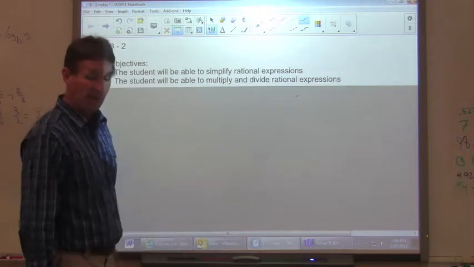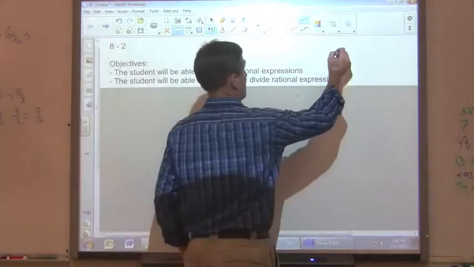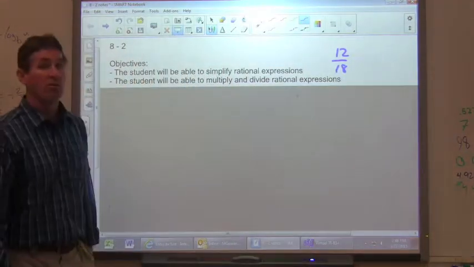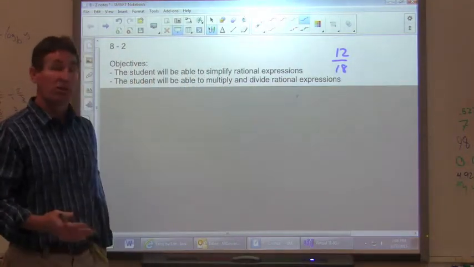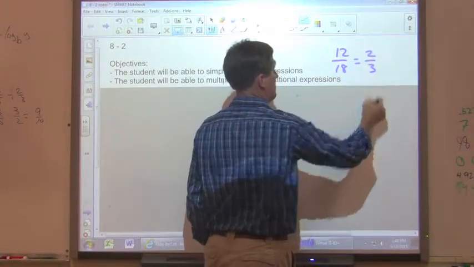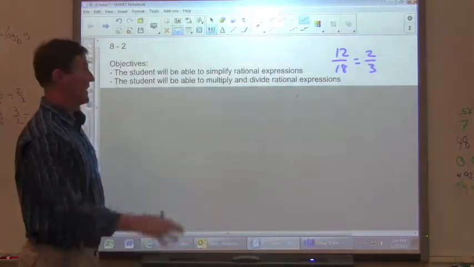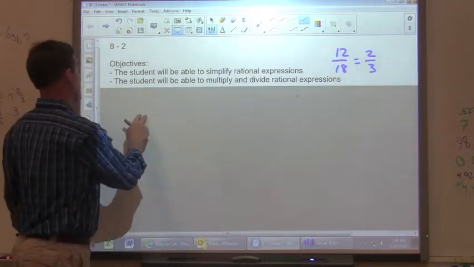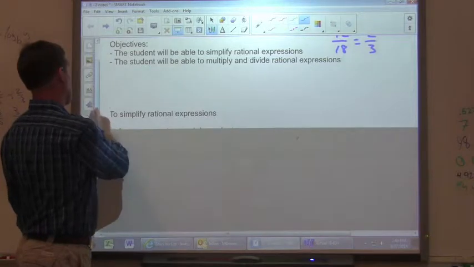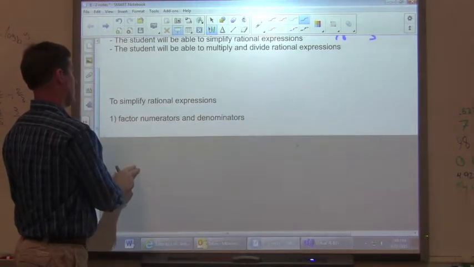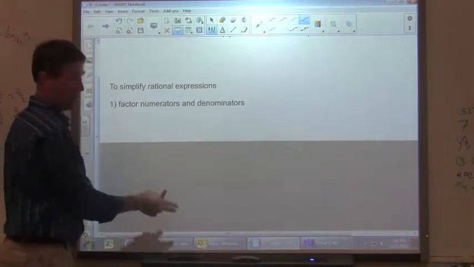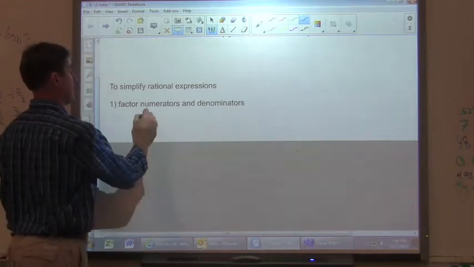So an example of simplifying might be 12/18. Now, it's something you might be able to do in your head and just say, well, I know that 12/18 reduces to 2/3. But let's take a look at some steps that will help us through this. So, to simplify rational expressions, the first thing we want to do is factor the numerators and the denominators. So let's go back to that 12/18.